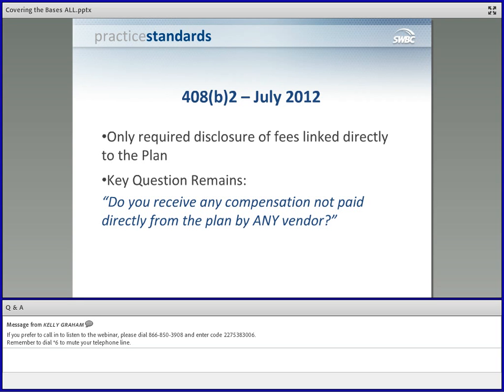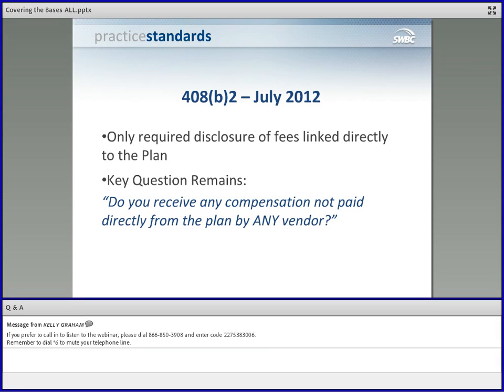Do you receive any compensation not paid directly from the plan by any vendor? And it's not too late to ask that question. The answer gets to the heart of what your vendors and advisors are making from your plan, and if they have any underlying incentives for recommendations they make.